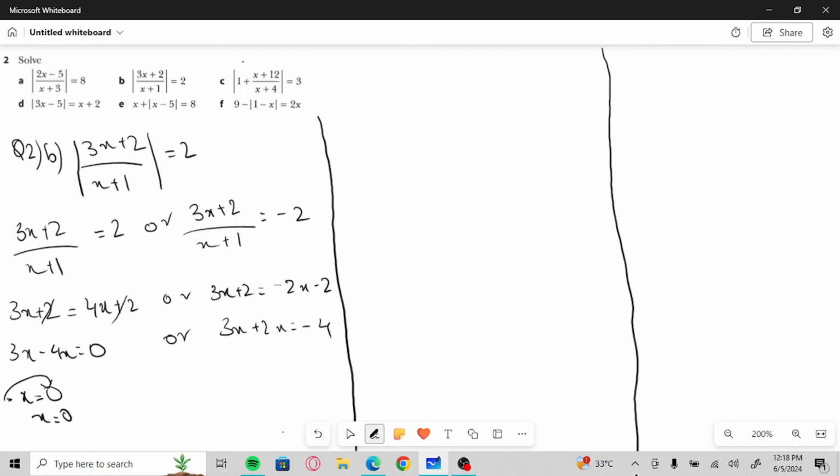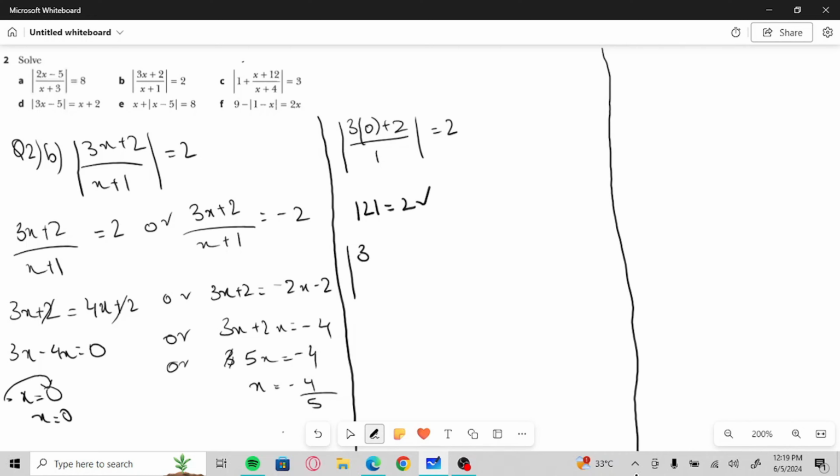What we'll do now, we input these values into the question again. So the modulus of 3 multiplied by 0 plus 2 divided by 1 is equal to 2. 2 divided by 1 is 2. So this is correct. And for the second input, we have 3 multiplied by negative 4 upon 5 plus 2 divided by negative 4 upon 5 plus 1, which should be equal to 2. If we just multiply these, input this into a calculator, we will get the modulus of negative 2 is equal to 2. So this is the correct answer again.